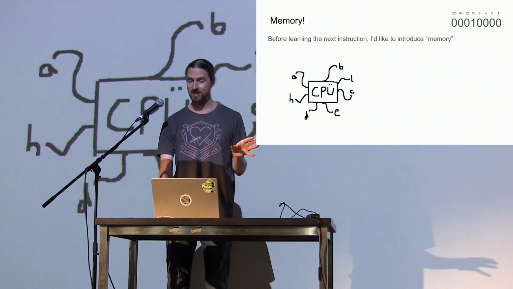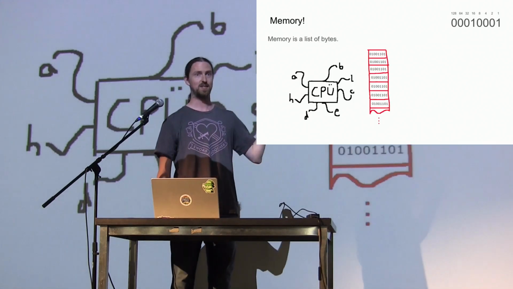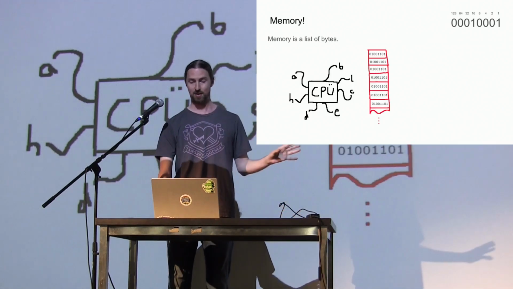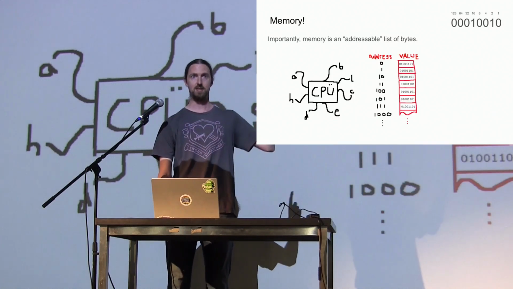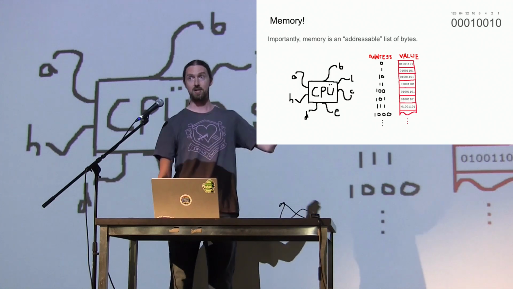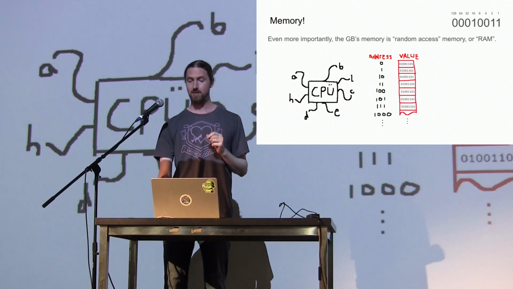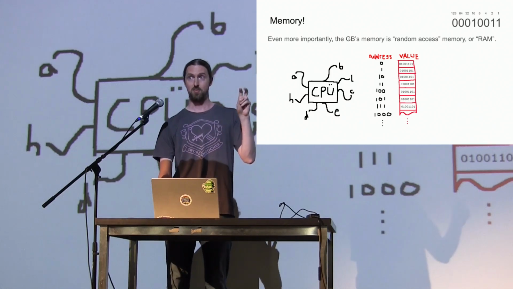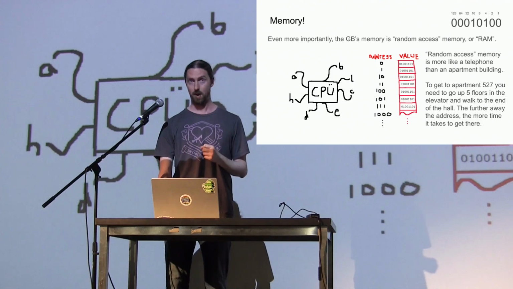Before learning the next instruction, I'm going to talk about memory, because you might not know what memory is. Memory is a list of bytes, okay? That's all it is. It's an addressable list of bytes. So each of the bytes in the list that is memory has an address, like a phone number. Even more importantly, the Game Boy's memory is random access memory, or we sometimes say RAM, and random access memory is more like a telephone than an apartment building.